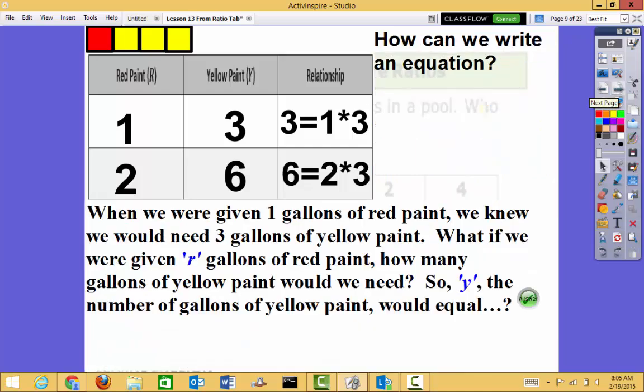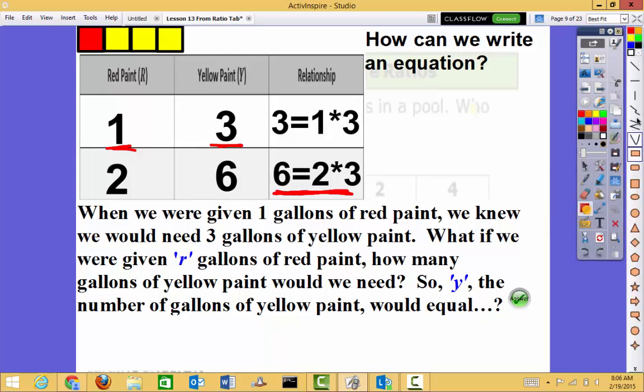Okay, let's see. How can we write an equation? So remember, an equation is a left side and a right side. We've already done this. So now let's read our directions to see what we can do to make an equation that's actually a little more useful. When we were given 1 gallon of red paint, we knew that we would need 3 gallons of yellow paint. What if we were given R gallons of red paint? How many gallons of yellow paint would we need? So the number of gallons of yellow paint would equal what? Let's look at this. I'm going to do the same thing. I'm just going to block this out so we have an extra row to work with.